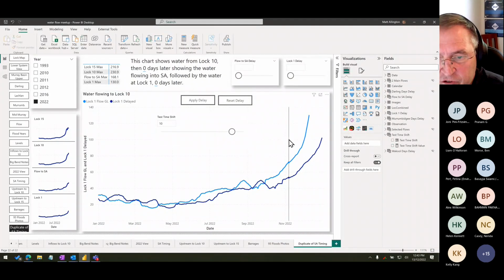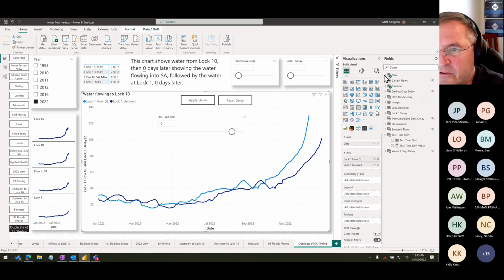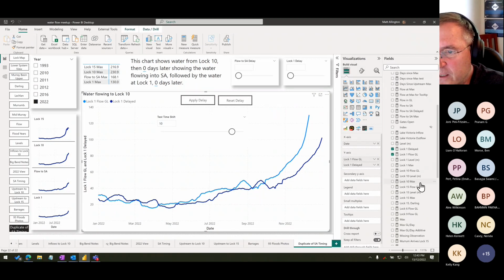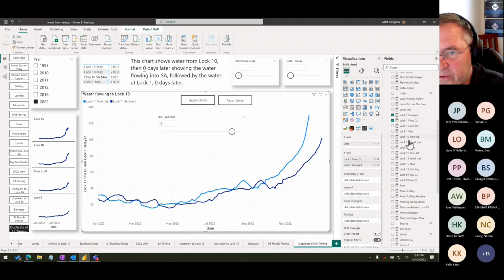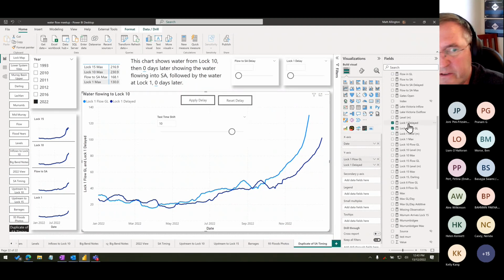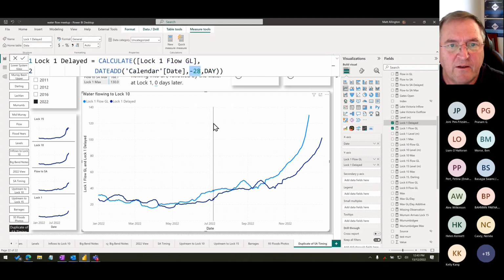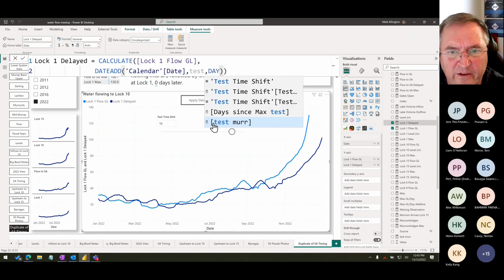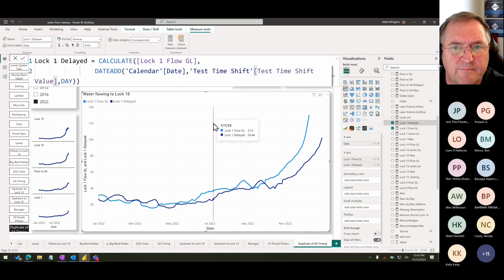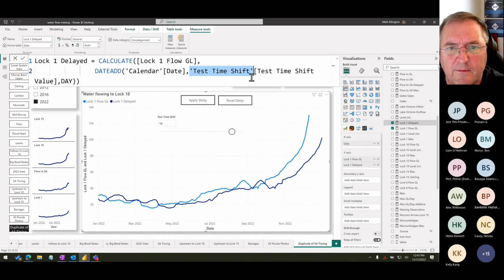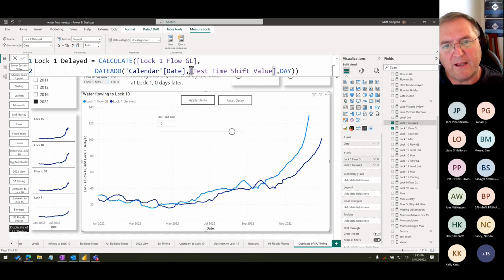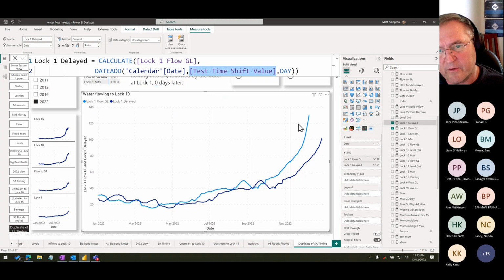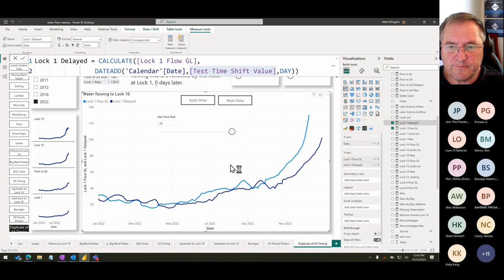And so I use this trick instead of hard coding my calculation, I'm actually using this slicer. So if I go into this delay, and instead of hard coding the number 28, what I would do is I would use this, what did I call it? Test time shift. I think it's that one there. All right, so basically I just place that measure, the number that's coming up in the card, inside my time intelligence function.